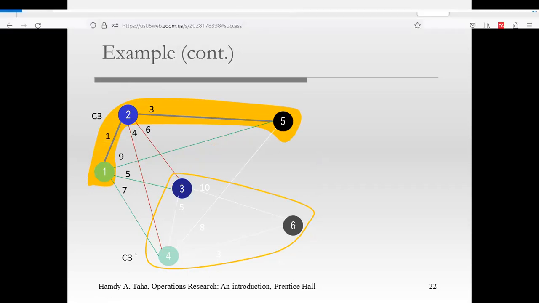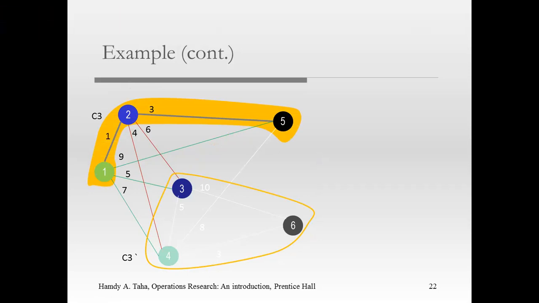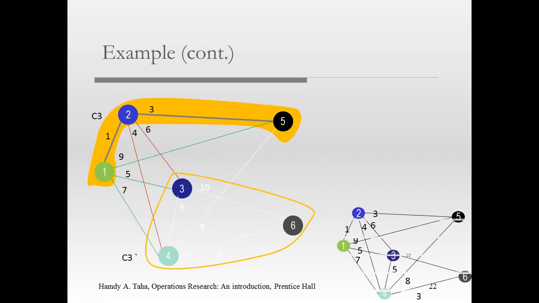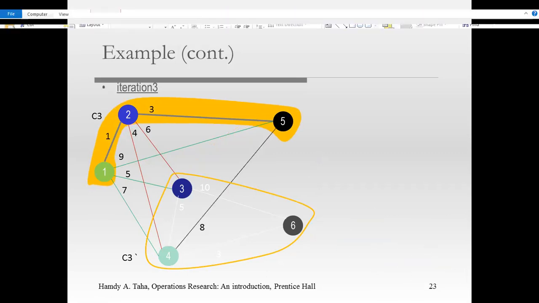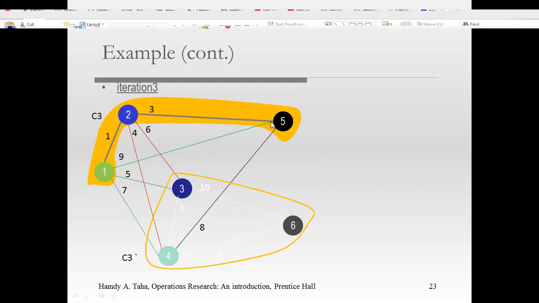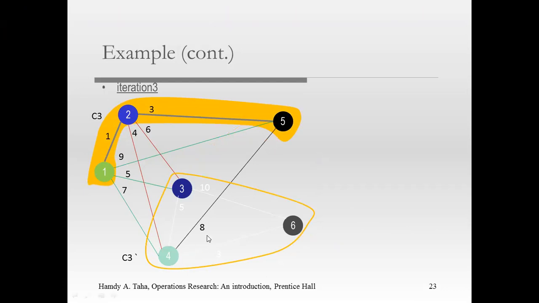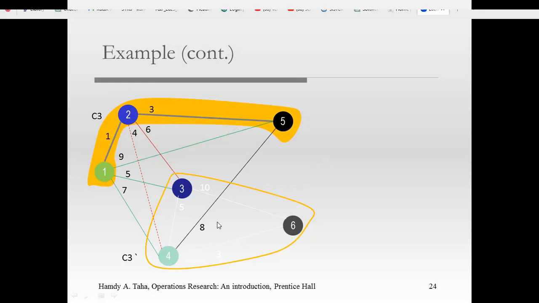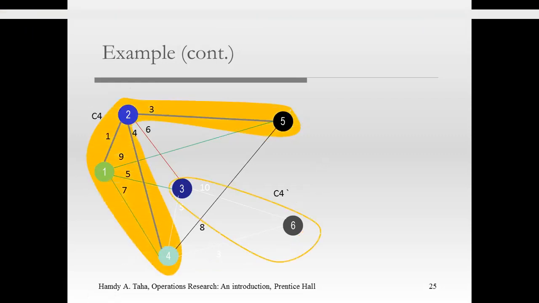And the nodes not yet connected are only 4, 3, and 6. The same logic, now we compare from 1, from 2, and from 5. You can see from 5 we can go to 4. And which one from the unconnected nodes is the shortest? Of course, the shortest is from 2 to 4. That's why we connect from 2 to 4.